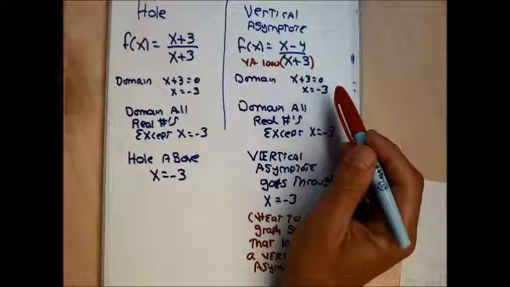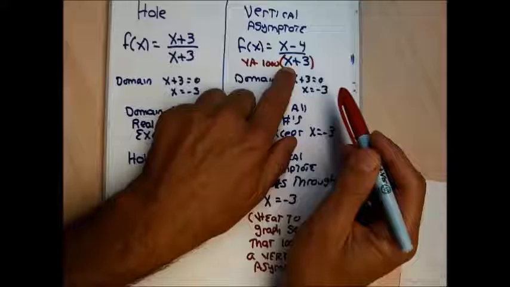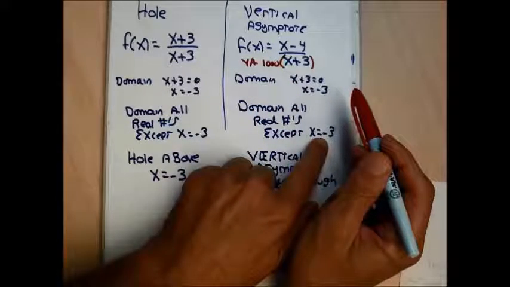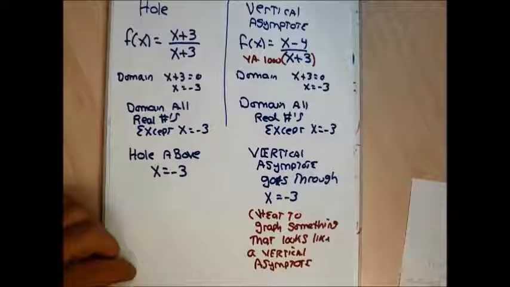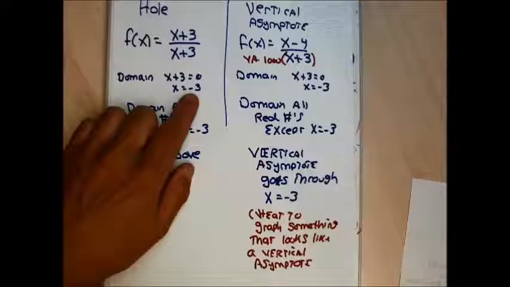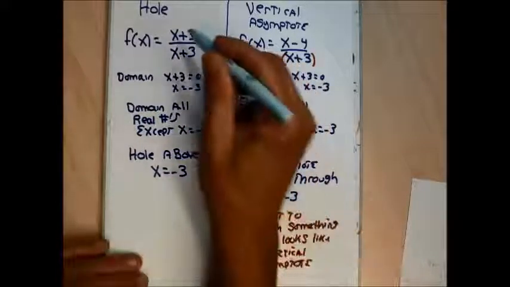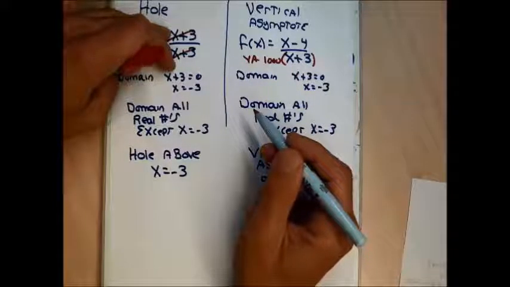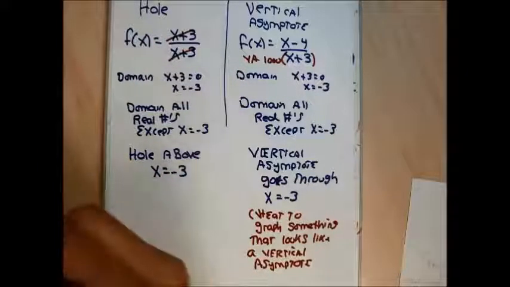So for our purposes, any value that makes the fraction undefined, or any number that's not in the domain of a fraction, is going to create a vertical asymptote. The way you get holes is if the number that makes the fraction undefined, or that's not part of the domain, can be canceled out. The factor of x plus 3 would cancel out of this, which means it cancels out the vertical asymptote and turns it into a hole.